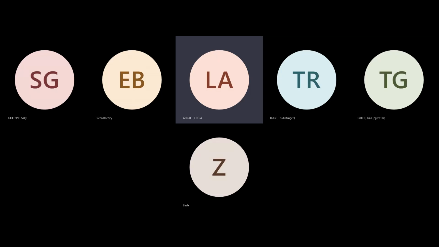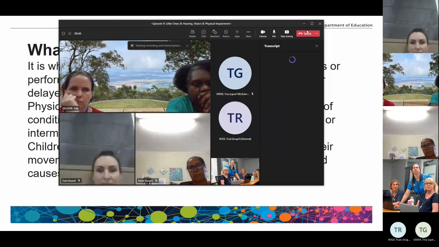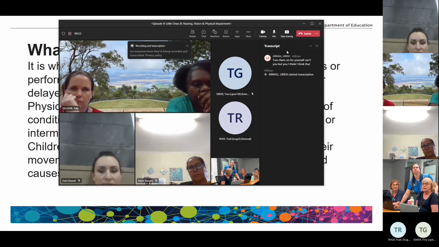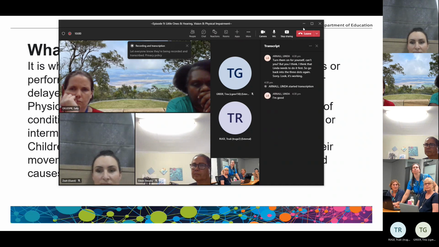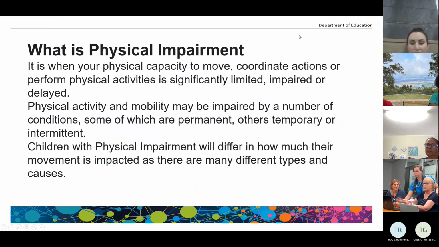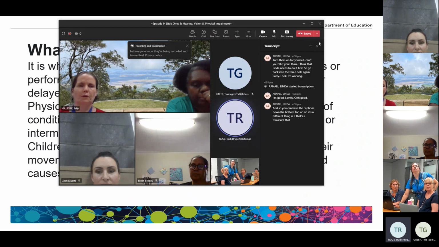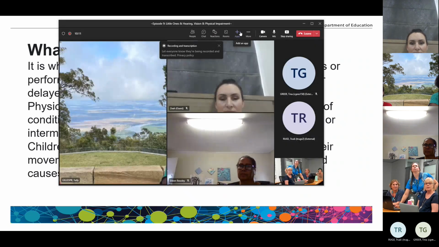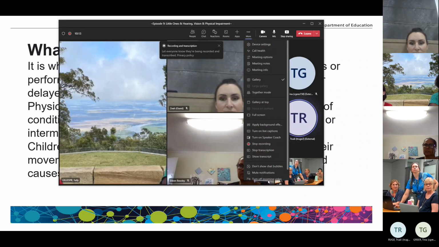The captions on as well? I guess you can turn them on for yourself, can't you? But I think that Linda needs to do it first. So go back into the three dots again. Oh, look, it's working. Oh, good. Lovely. So you can have the captions down the bottom too. Oh, it's a different thing, is it? That's a transcript and caption. Okay. So how do I, Linda, do that? Down in the list, it says turn captions on. That one?